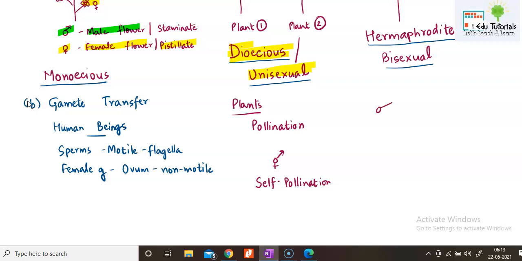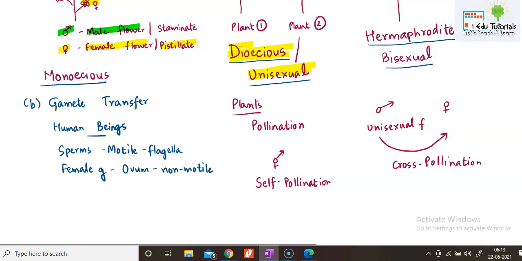However, if some plants have staminate flowers and another plant has pistillate flowers, so in the case of unisexual flowers, one gamete, that is generally the male gamete or the pollen grains, will come onto the surface of the stigma of another flower on another plant. So this is known as cross pollination. We will be studying these terms in detail once again when we come to chapter number 2.